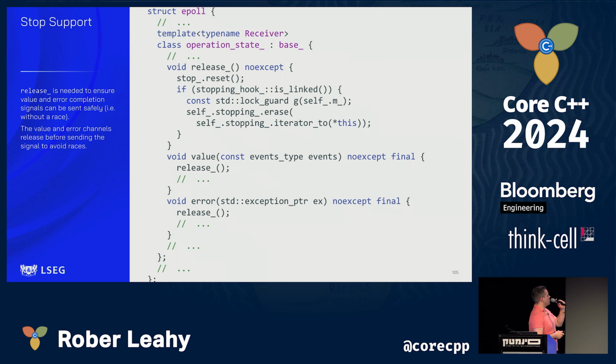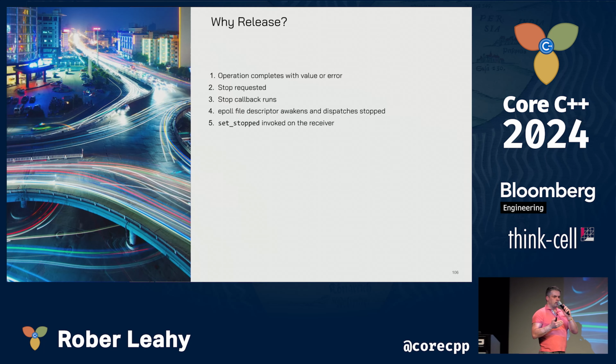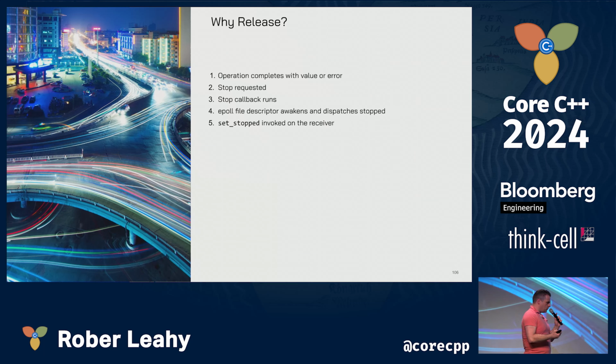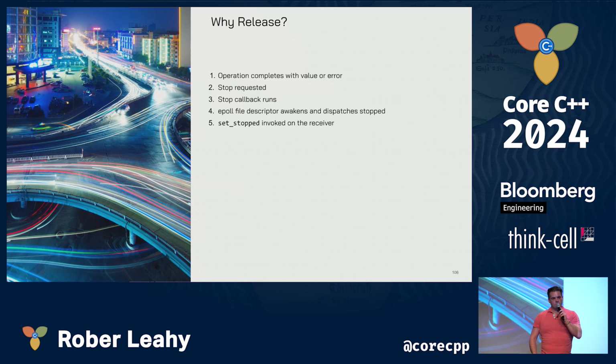We can see that the dispatch of value and error are enriched by adding an invocation of this at the beginning, which raises the question of why. Why are we doing this? Why is the stop callback in an optional? Why are we manually fiddling with its lifetime?